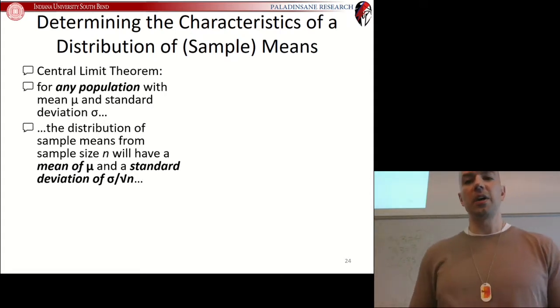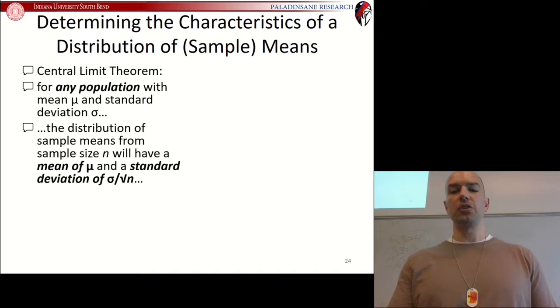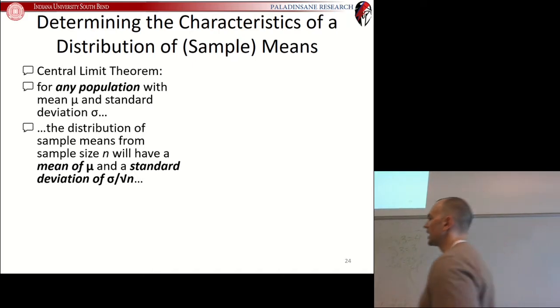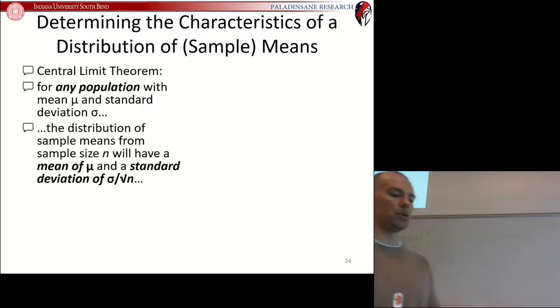The key difference, though, and where you got to be really careful to make sure that you do this calculation, is that the standard deviation of your distribution of sample means is the standard deviation of your population divided by the square root of the size of your sample. That is the key move that you need to make.